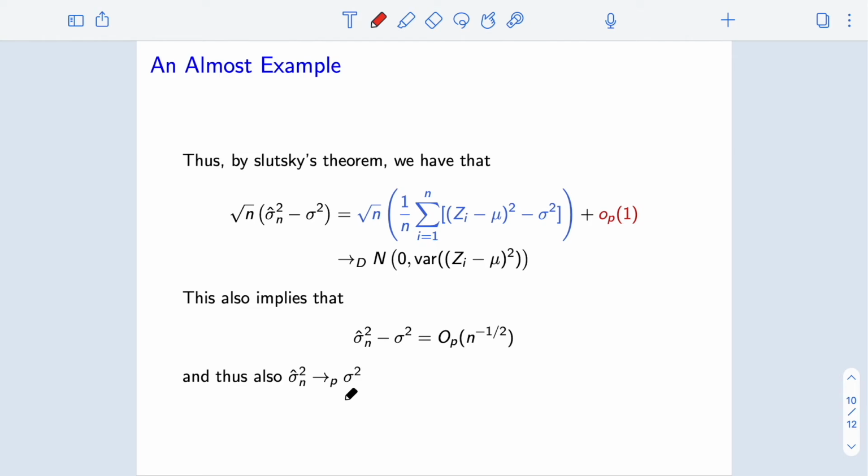Just to recap that, what did we just show? We just showed that the sample variance is consistent for the population variance. In fact, the difference converges to 0 at a rate of 1 over square root of n. And further, if we scale up the difference by square root of n, then we end up with convergence in distribution to a mean 0 Gaussian.